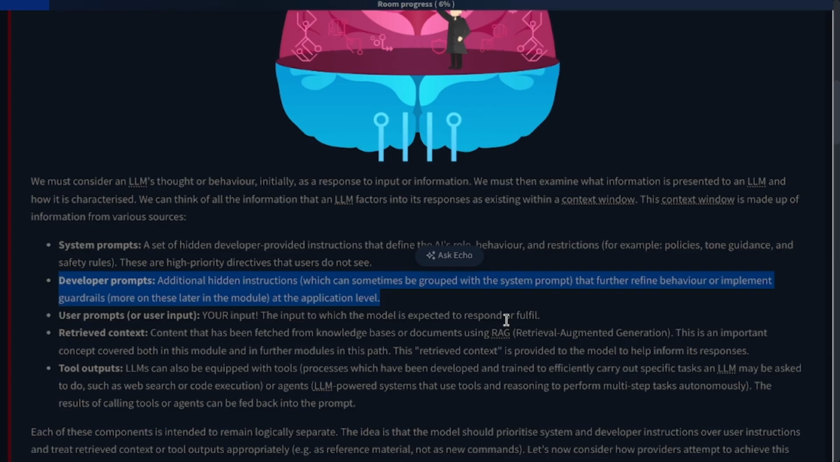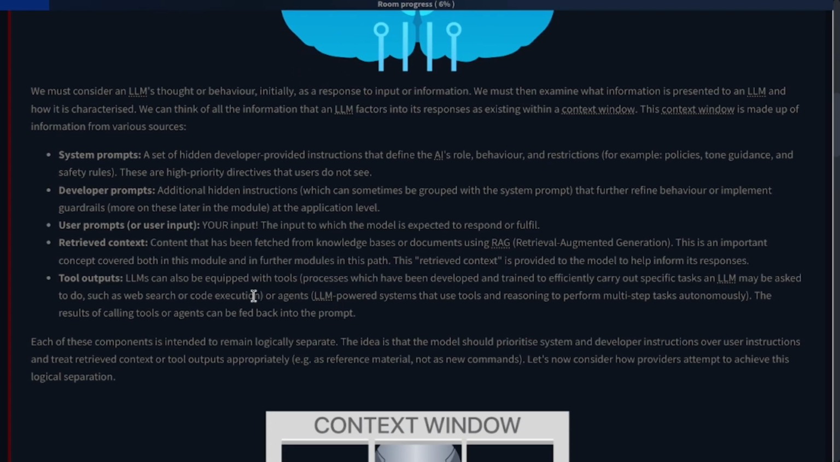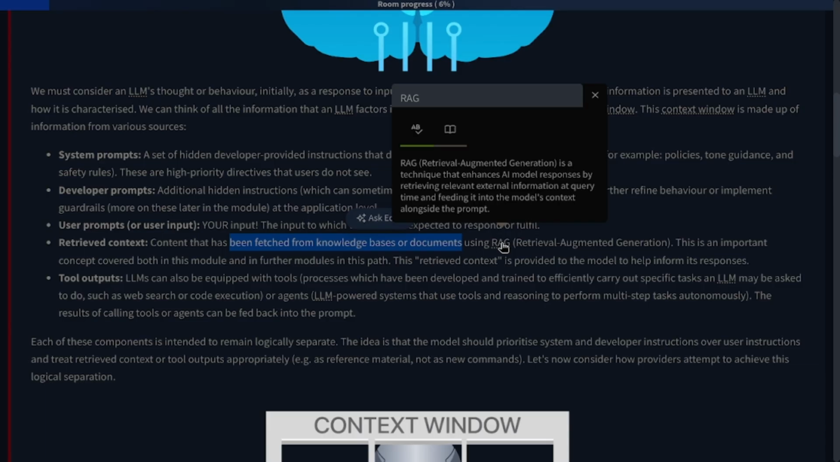Okay, so the user prompt is the input that you give to the LLM, and the model is expected to respond or fulfill the particular purpose that the user wants. And the retrieved context is the content that has been fetched from knowledge bases or documents using RAG. RAG, as we discussed, is retrieval augmented generation. It is a technique that enhances the AI model's responses by retrieving relevant external information at the query time of the user and feeding it into the model's context alongside the prompt.